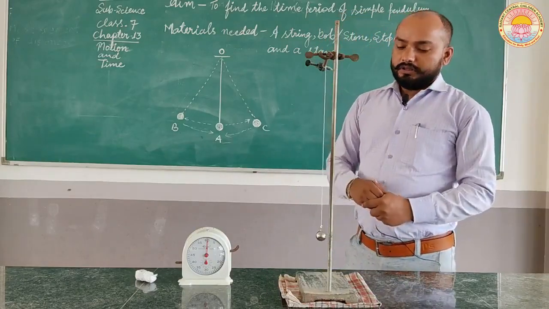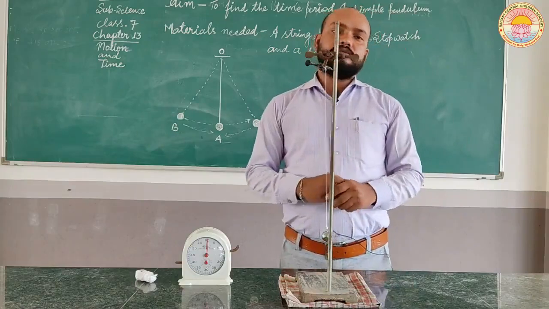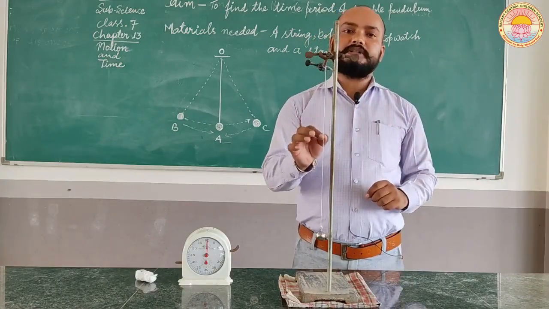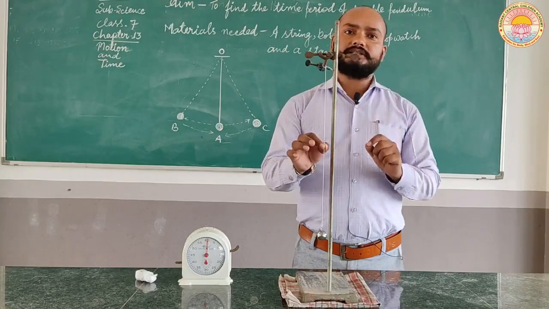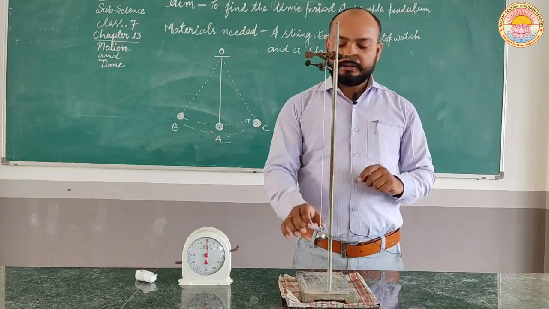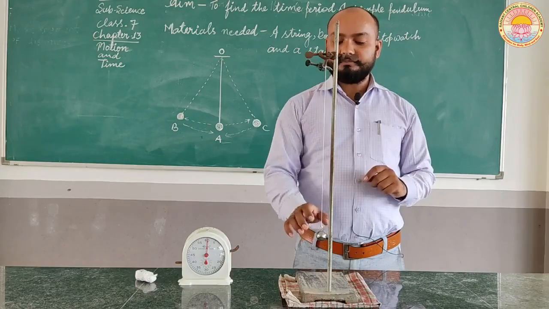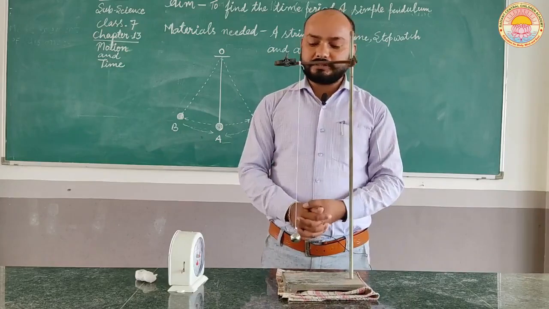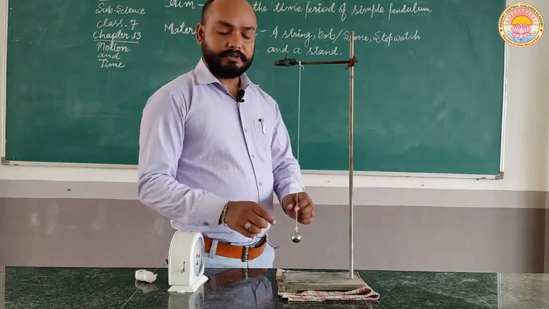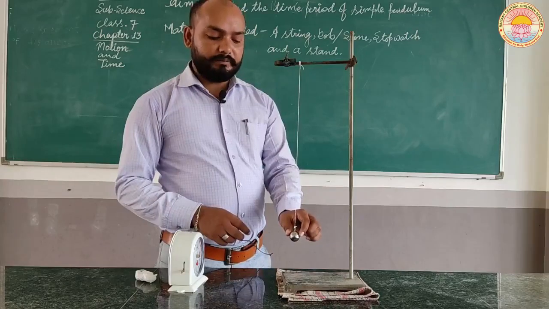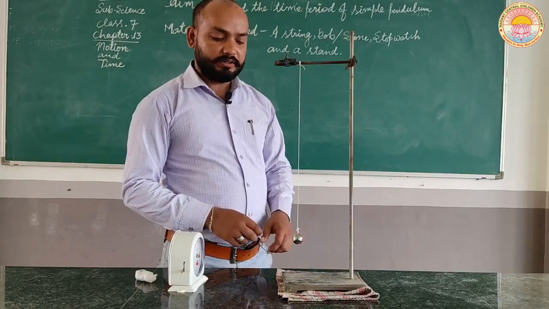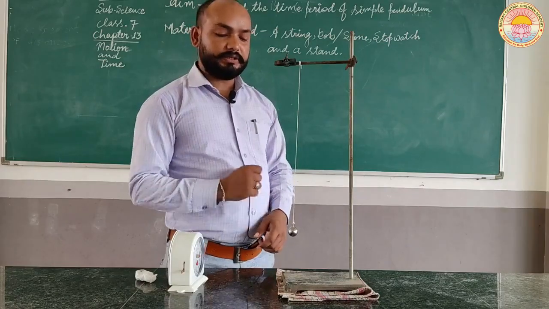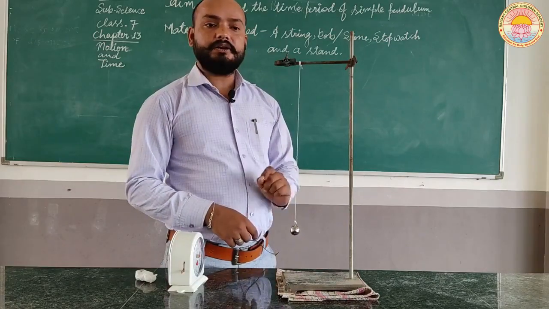To start this activity, first of all you have to tie the bob to the stand using a non-stretchable thread. Remember this point, that the thread should be non-stretchable. And after tying the bob, simply take this bob and pull it gently, and count the number of oscillations and the time taken by the pendulum to complete the oscillations.